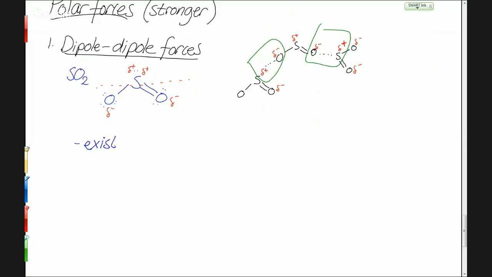So these types of forces exist in all polar molecules. That's why what we did last week is so important in determining this. Once you've figured out whether a molecule is polar or not, then you can determine what type of forces it has.